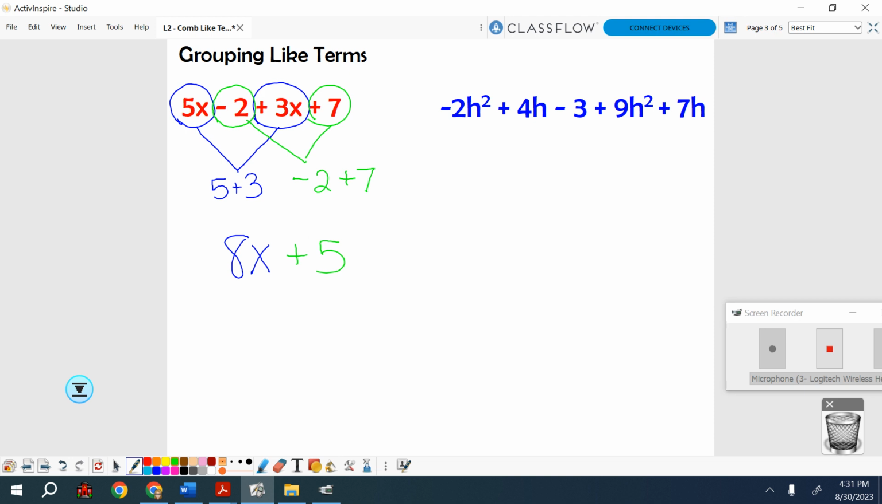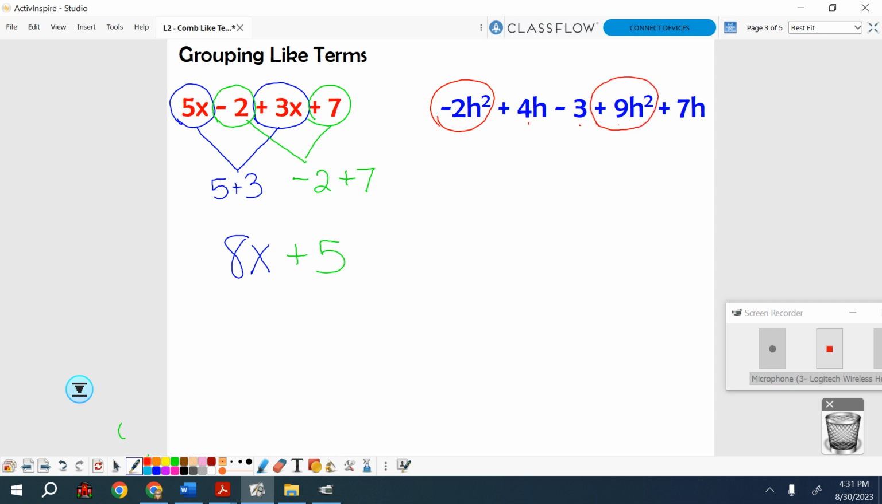In this next problem, we've got a lot going on, so we have to look for our like terms. Like terms are things with the same variable and same exponent. To make it easy on me, I usually start on the left-hand side. I see this has an h squared, so I'm going to look across my problem until I see other h squareds, and I'm going to circle them.